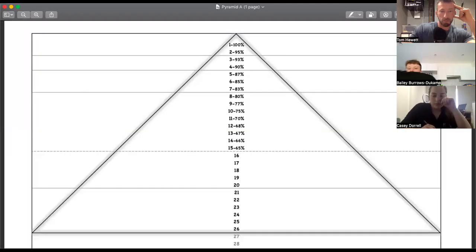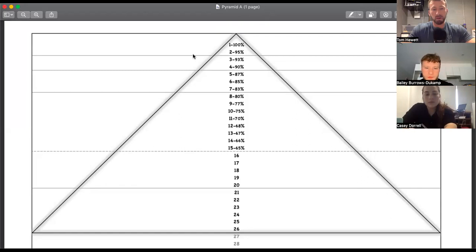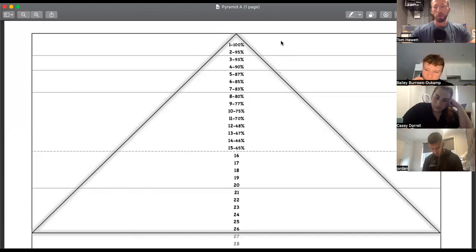So this is share. Can you guys see that? Yep. All right. So this is what I call the pyramid of intensity. And this is basically a diagram that I have been using for probably a couple of years now to describe or put a visual on my general philosophy with strength training.